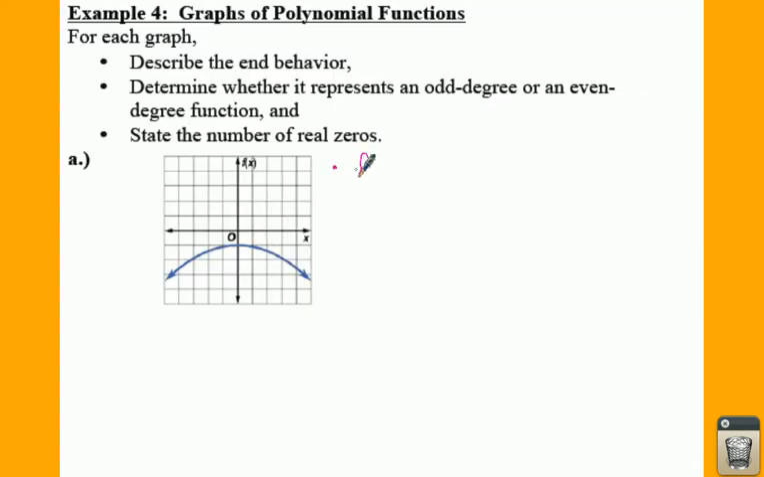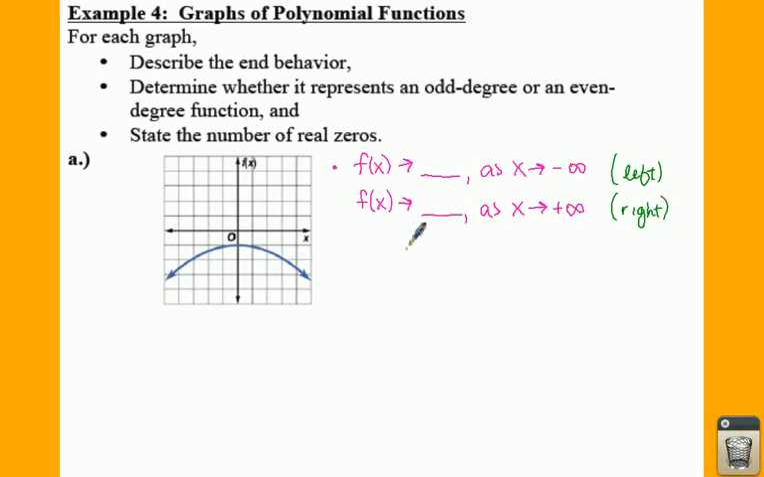So if we talk about our end behaviors, you're always going to write it as f of x approaches a blank as x approaches negative infinity. This is the left side, because x goes that way. And then on the right side, you still have f of x approaches blank as x approaches positive infinity.